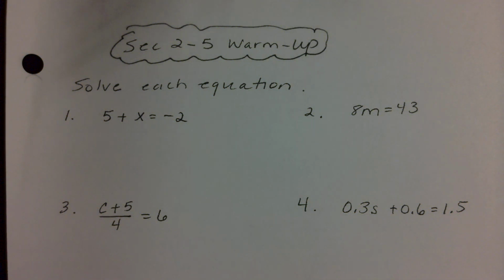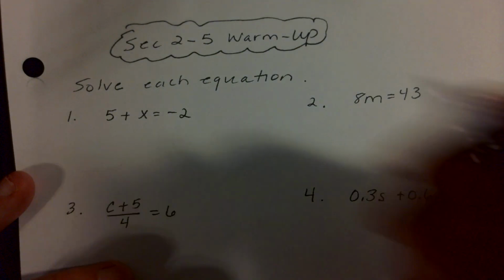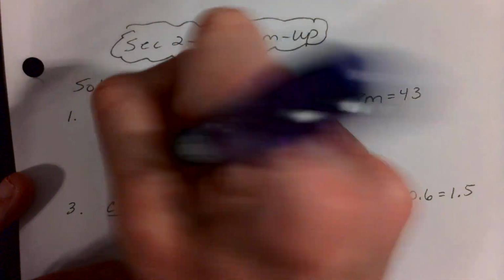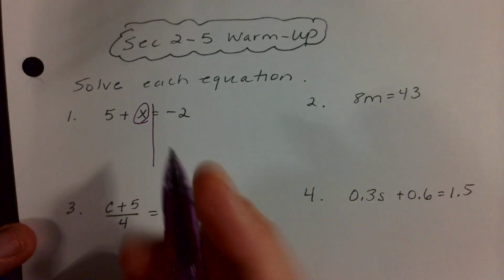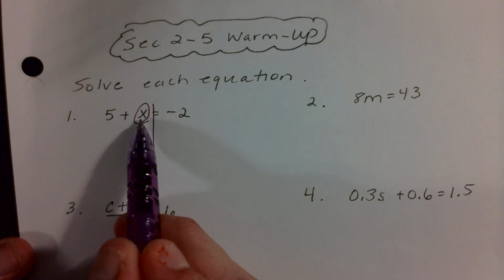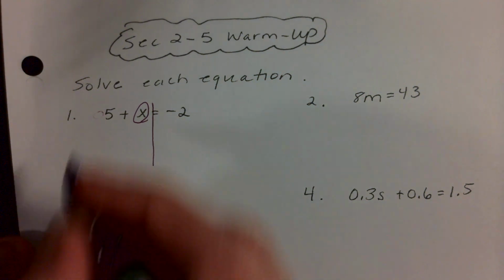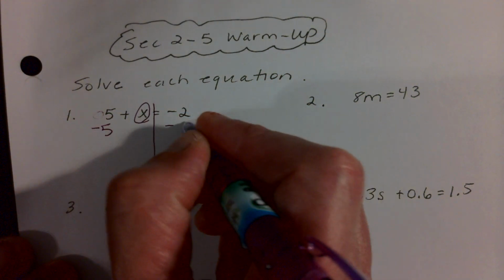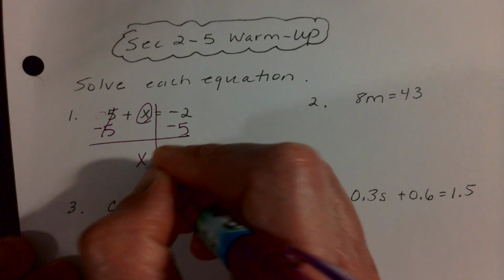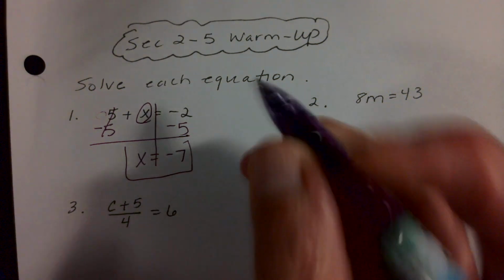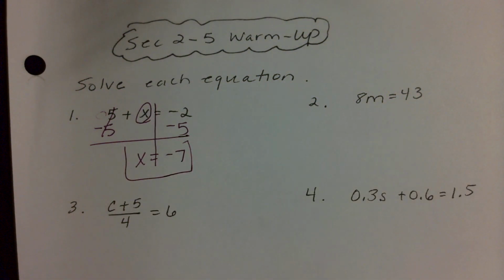All right, solving equations. Love solving equations. Okay, draw a line, locate the variable. Now opposite, you have to get rid of whatever's with the variable. It's a positive 5 because there's nothing before it. So I'm going to subtract 5 from both sides, and x is -7. -2 and -5 is -7.